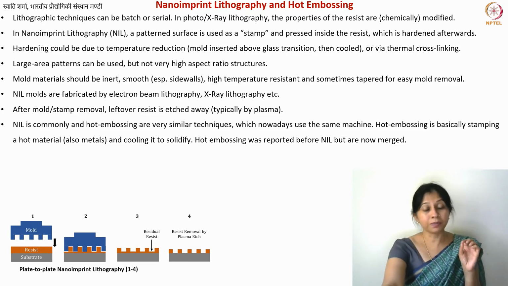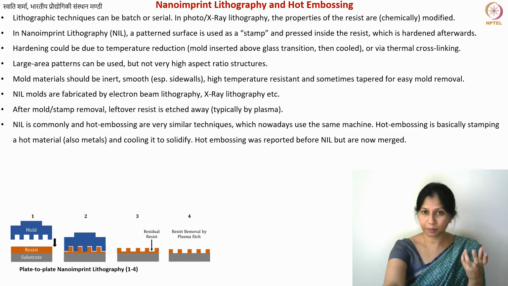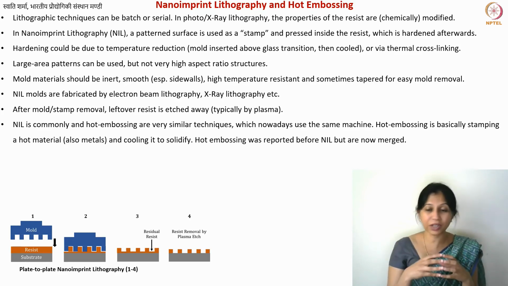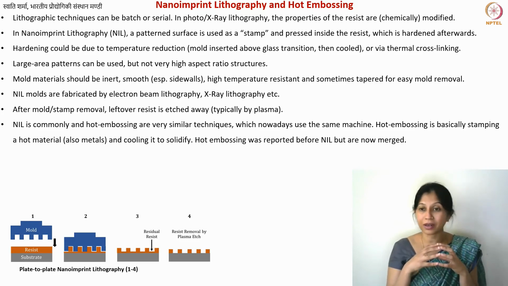Now hot embossing, as I said, is a very similar technique. The only difference is that hot embossing can also be used for metals, for a larger variety of metals, because UV exposure can only be used for something that is UV sensitive. Also, when we are playing with the glass transition temperature, that is more relevant for metals because this temperature can be very high, since the melting points can be very high.